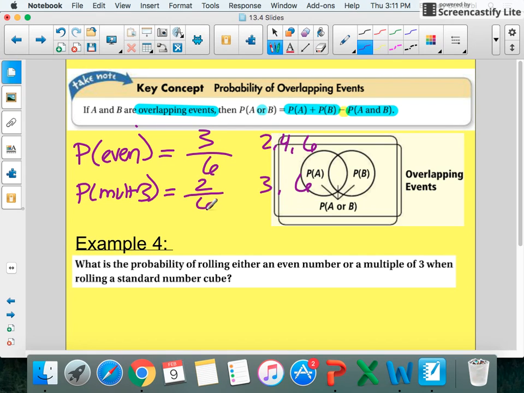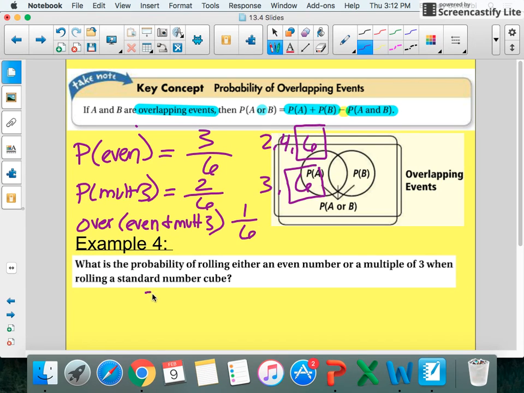And then what we have to do is figure out if there's any overlapping. That's why it's called an overlapping event. So overlapping means that it's even and it's a multiple of 3, so it includes both of these. So if we look here at the numbers I wrote out, I've got a 6, which is even, and 6 is also a multiple of 3. So there's a 1 out of 6 chance that I'm going to overlap. So we have to account for that, and that's why we have to subtract it from our total.